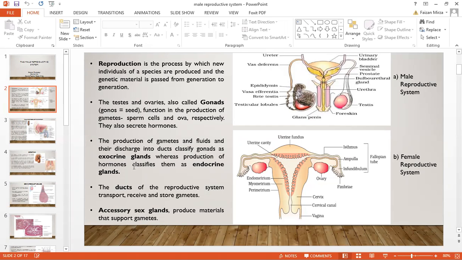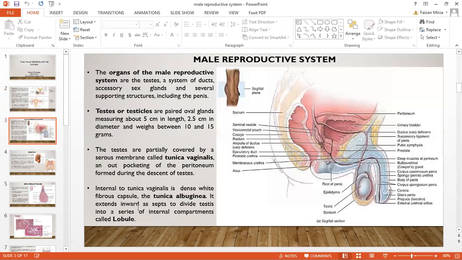There are various exocrine and endocrine glands which work in the reproductive system. There are ducts in the reproductive system and accessory glands that produce material that supports your gametes. The male reproductive system includes the testes. The testes are basically paired oval glands measuring about 5 centimeters in length, 2.5 in diameter, and weighing about 10 to 15 grams. They are partially covered by a serous membrane called the tunica vaginalis.